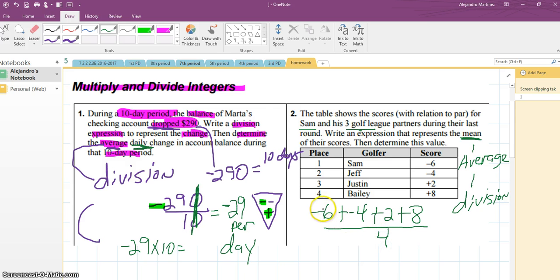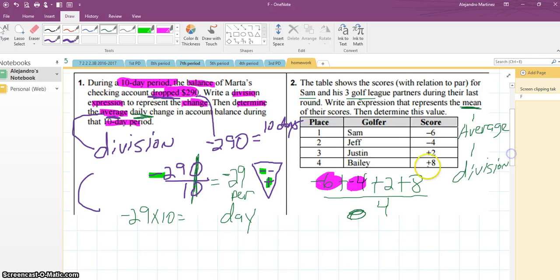So now, let's add up all the negatives. Negative 6, negative 4. Add them together. Well, by rule, if they're both negatives, you add them together. So negative 6 plus negative 4 gives you negative 10. And what's 2 plus 8? 10, another 10. I have a little sobrinito to help me out.